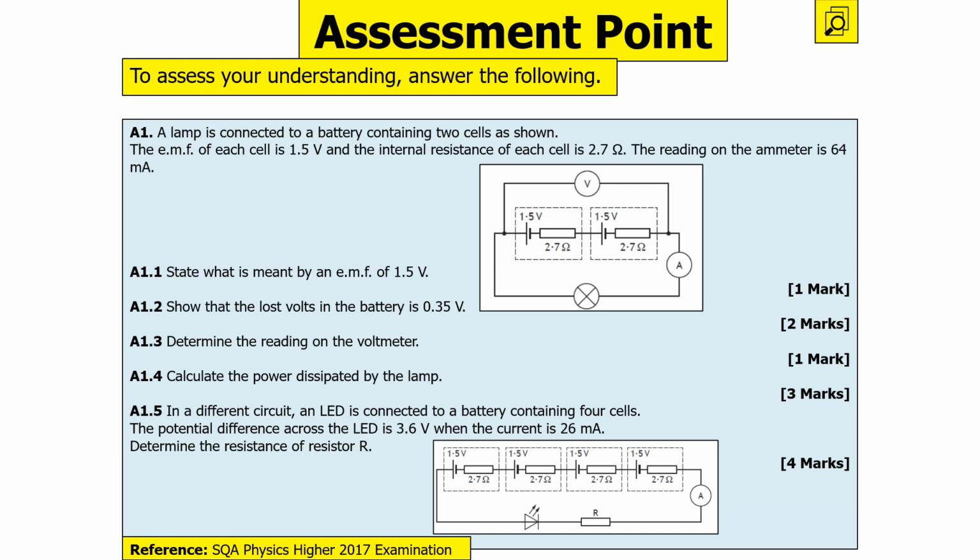Calculate the power dissipated by the lamp. And in a different circuit, an LED is connected to a battery containing 4 cells. The potential difference across the LED is 3.6 volts when the current through it is 26 milliamps. Determine the resistance of resistor R. So pause the video now, then unpause the video when you want to go through your answer.